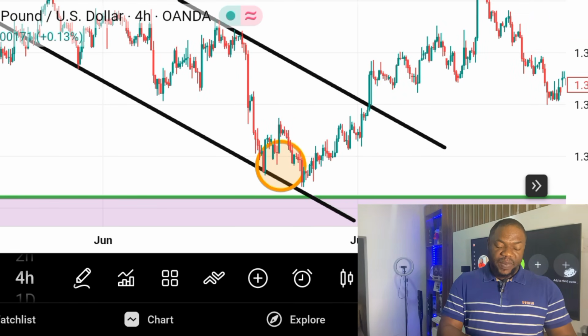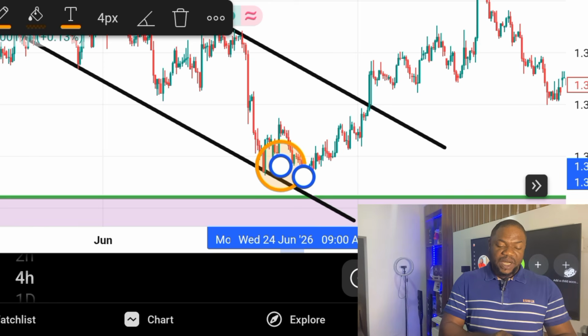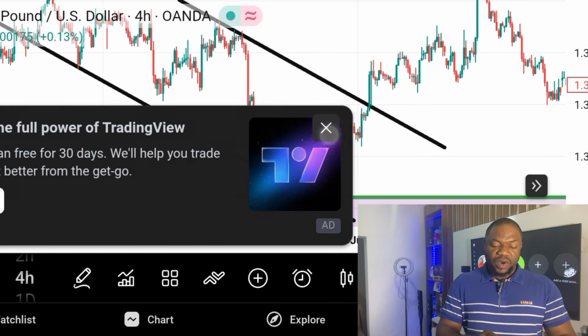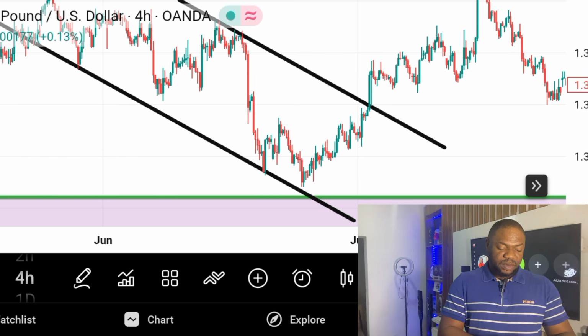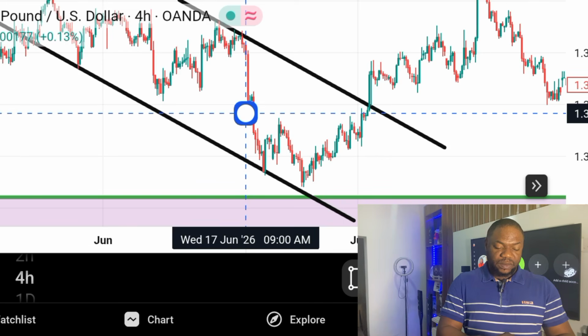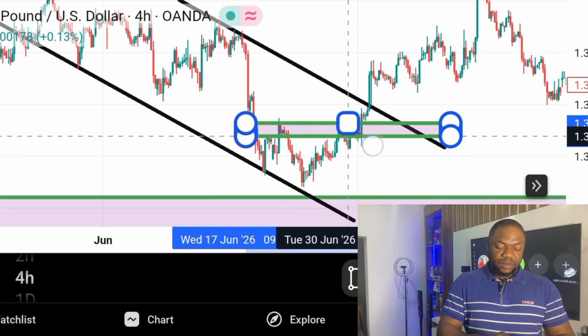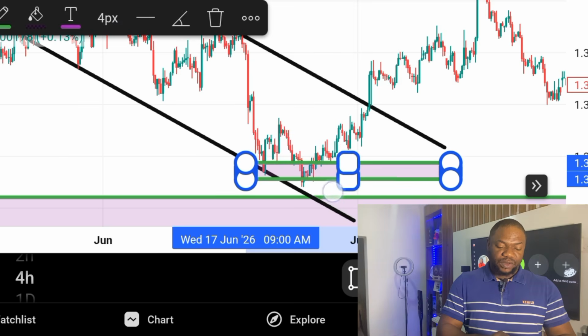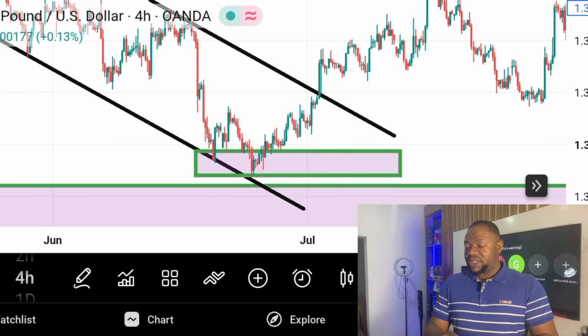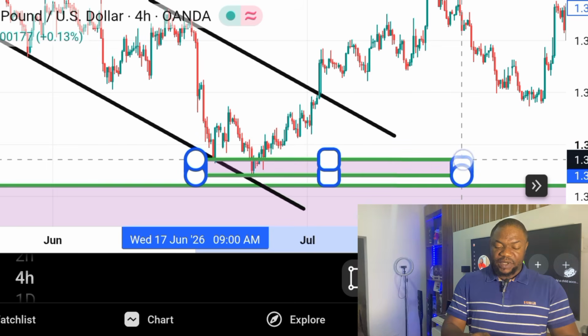And what happened here? The market now gave us what we call a double bottom or a zone of rejection. Okay, now we have this rejection here. When the market got to this zone, the market couldn't move further. You can see clearly that the market couldn't move further from here.